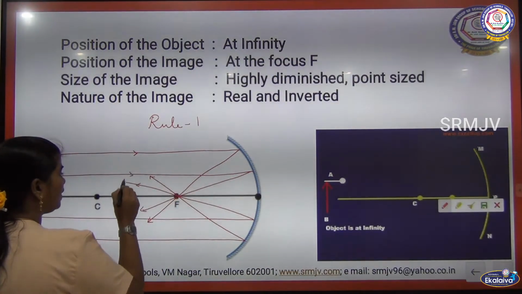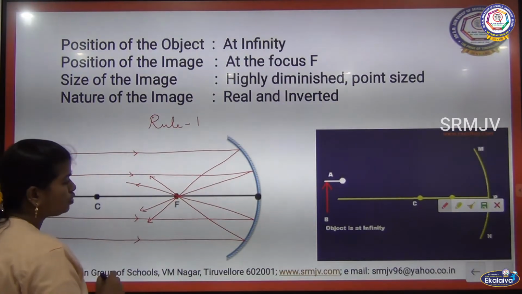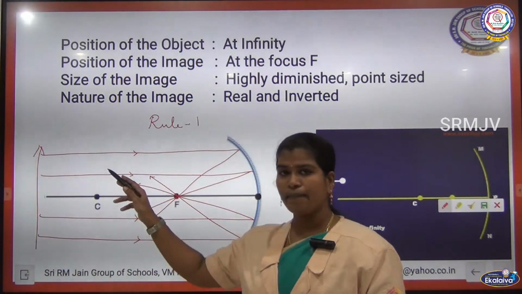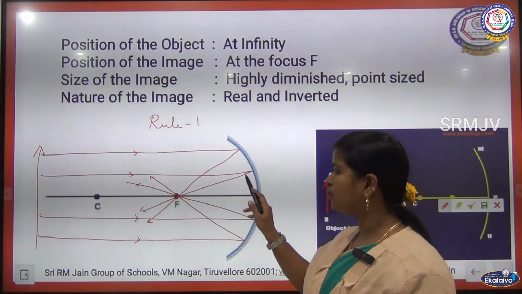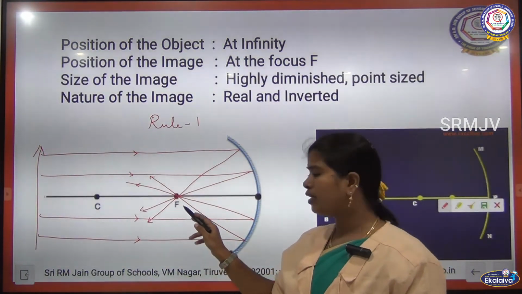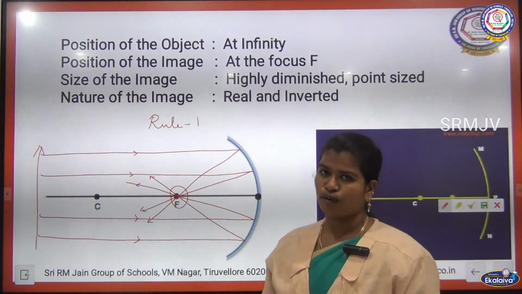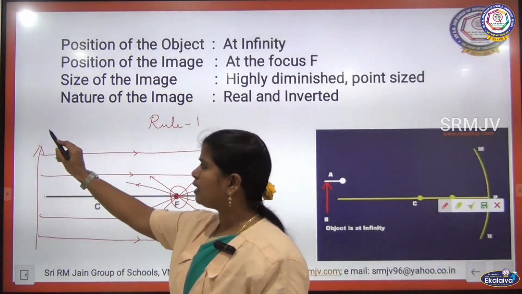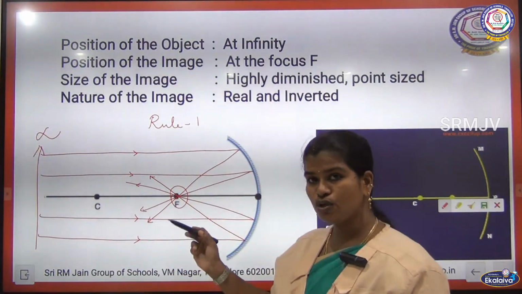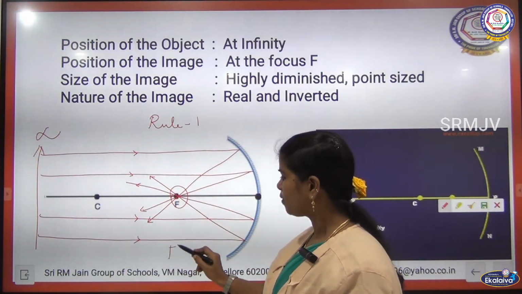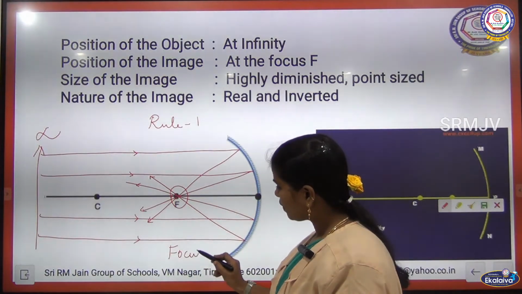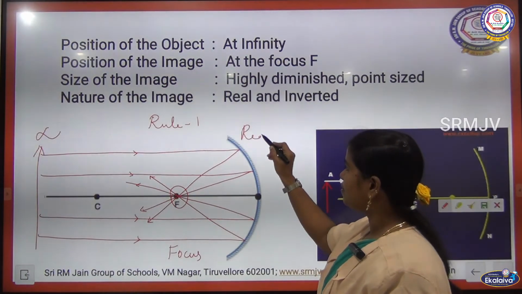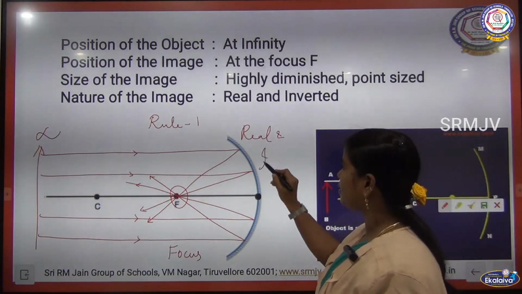The arrow mark is very important because it shows the direction of the light. So a ray parallel to the principal axis, after reflection, will meet at a point, and that point we call the focus. So the position of the object is infinity and the position of the image is the focus. And the type of image we have got here is real and inverted.